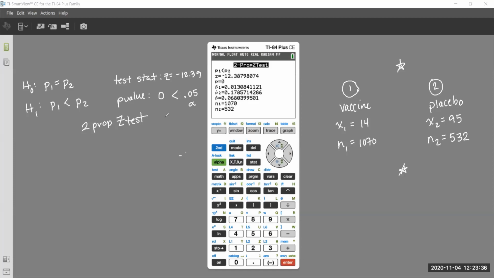So we are going to reject our null hypothesis. And oh, I forgot to write claim here. There's our claim. So it supports the claim that the nasal spray cuts chance of getting flu.